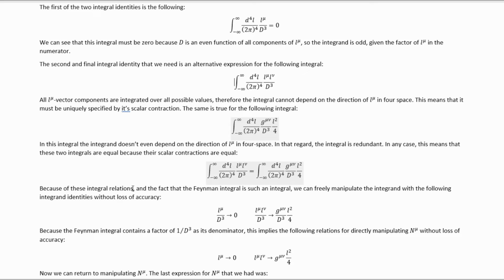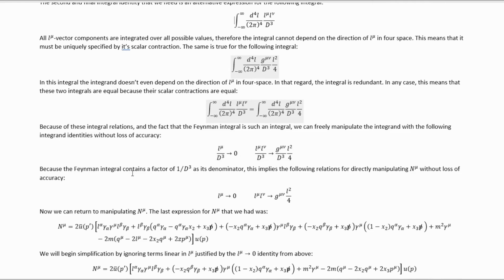Because of these integral relations and the fact that the Feynman integral is such an integral, we can freely manipulate the integrand with the following integrand identities without loss of accuracy. We can take terms like this to 0 and terms like this to g mu nu holding the indices times L squared over 4 times the same denominator. Because the Feynman integral contains a factor of 1 over d cubed as its denominator, this implies the following relations for directly manipulating n mu without loss of accuracy. These two, where we just forget the d cubed.